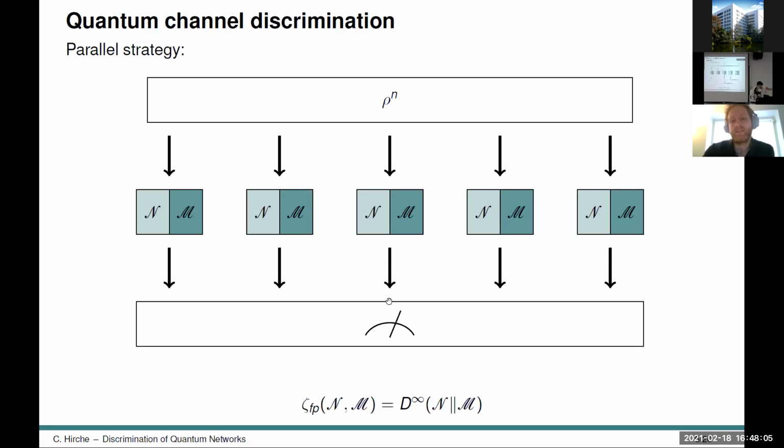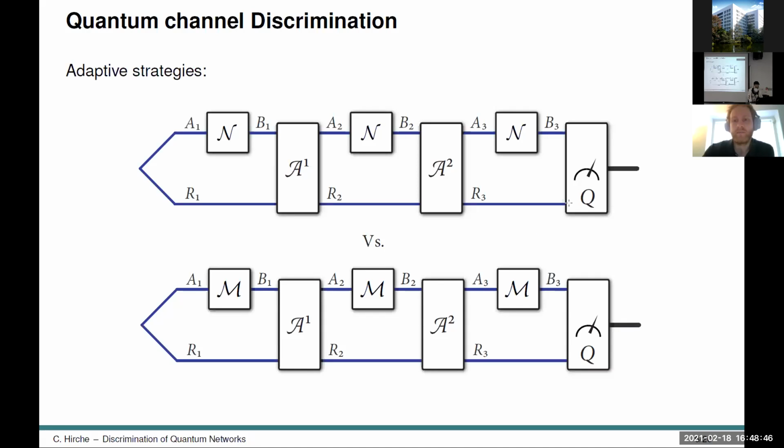Now, you could hope that we made everything like joint states, joint measurements, that this is kind of the best thing we can do. But a priori, this is not clear at all, because we haven't really taken care of the structure of the channel, meaning that we can choose input states also based on previous outcomes. So for example, I could take the outcome of the first channel and reuse that to somehow prepare a useful input to the second channel. Okay, and these could potentially be much more powerful strategies. And these strategies we call adaptive strategies.